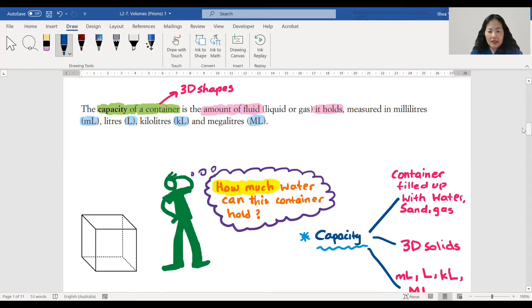So this green man is asking himself, how much water can this container hold? Like a bottle of drink. So that's capacity. On the bottle it says 2 liters, right? That's capacity, the liquid that the container can hold. But if we want to know the empty space of the solid, that is the volume. If we want to fill up a flat surface like with paint, we need area.